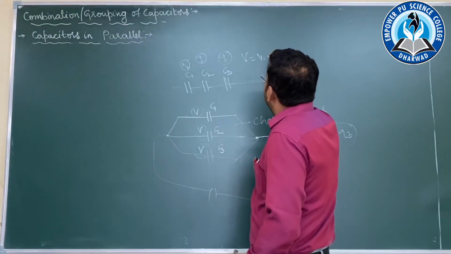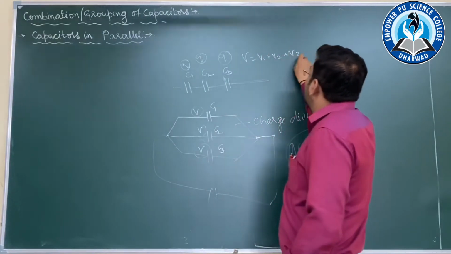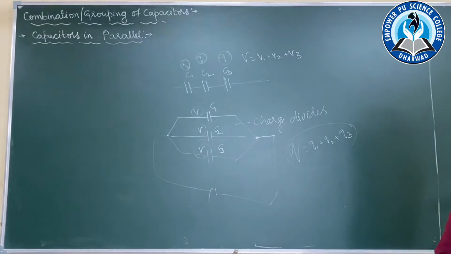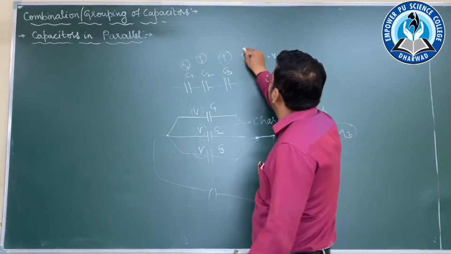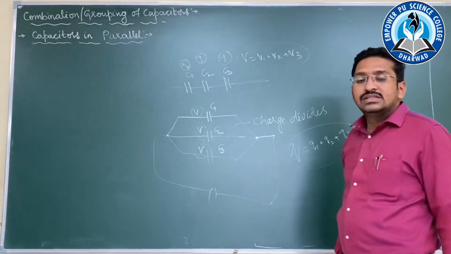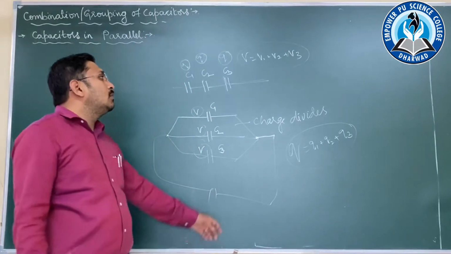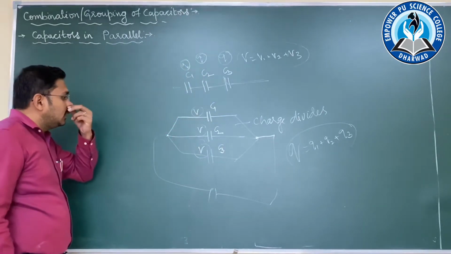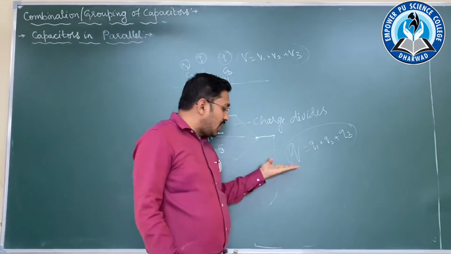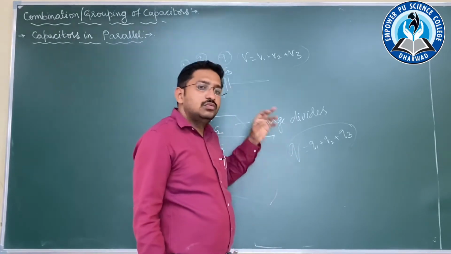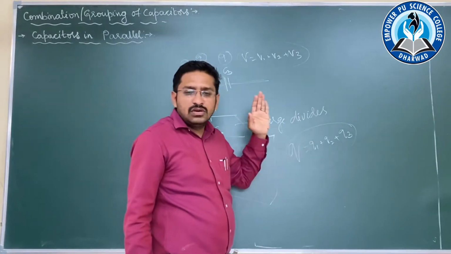The applied potential given to the combination is distributed among the different capacitors, so that the applied potential is equal to the sum of individual potentials. So we have V equals V1 plus V2 plus V3, and Q equals Q1 plus Q2 plus Q3. I hope you understood this.